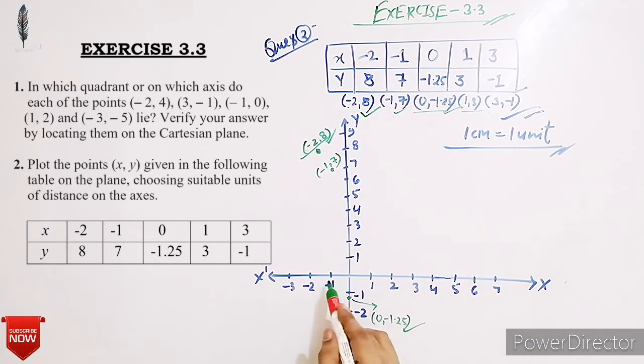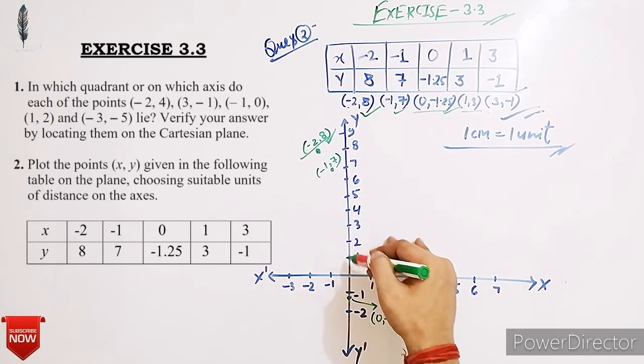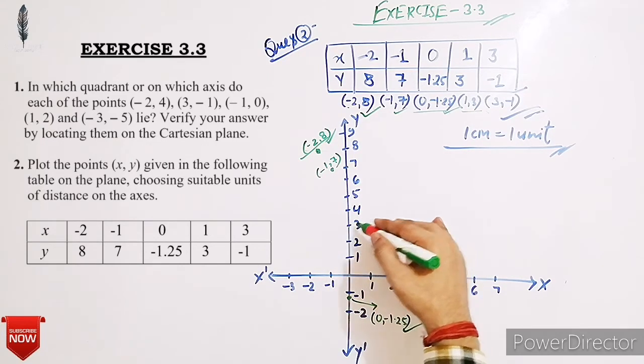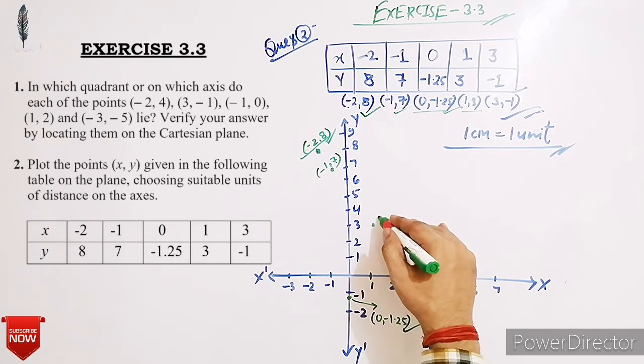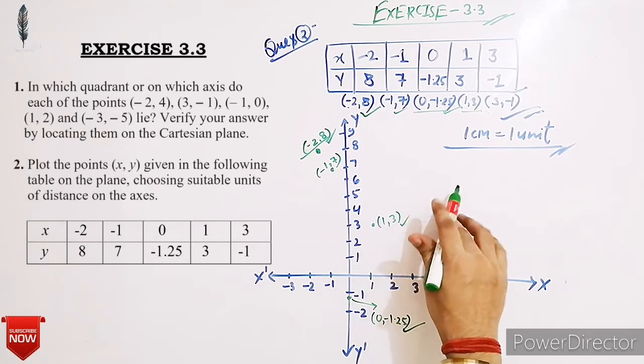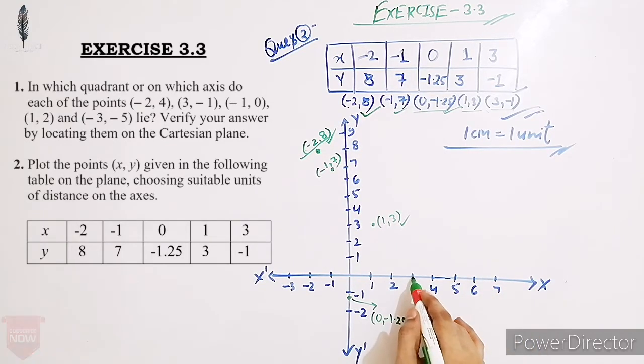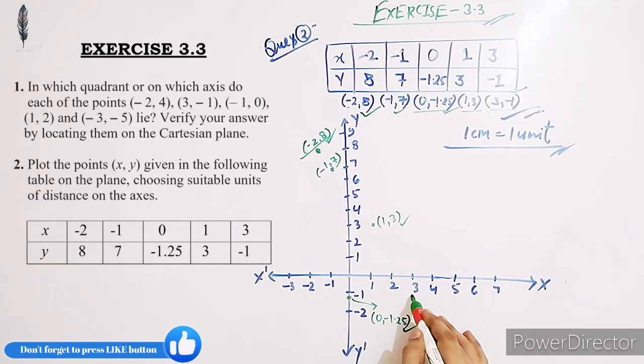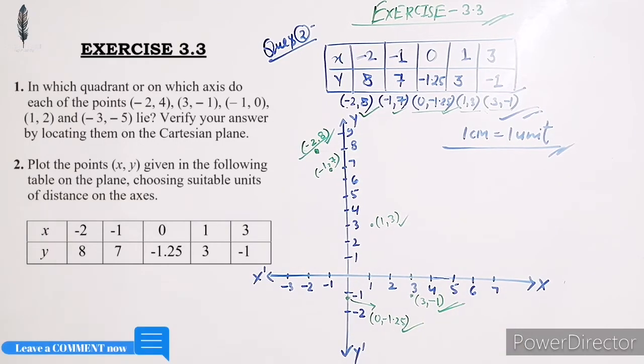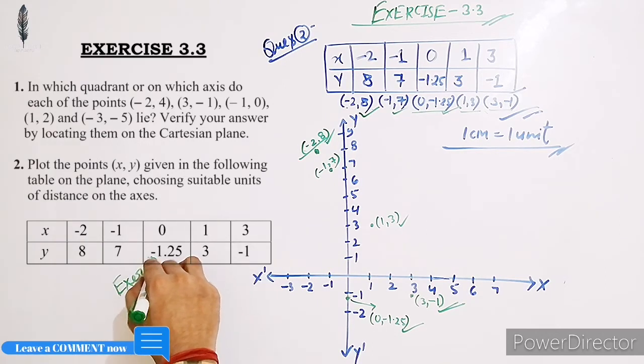Now next is (1, 3). On x-axis 1 is here and on y-axis 3 is here. So our point will be here, (1, 3). Okay. Now next one is (3, -1). On x-axis 3 is here and on y-axis -1 is here. So the required point with the coordinates (3, -1) is here. Okay, students, all clear? Exercise complete.